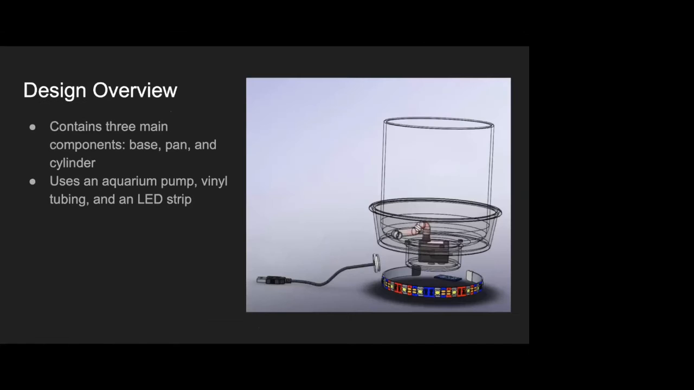So here's a design overview. I removed the aluminum base here. As you can see, I have the pump sitting inside this pan. It has this little receded section for the pump to sit in. Then I have the cylinder. That tubing is routed up through the bottom of the cylinder. And then I added an LED strip to add another aspect to my design.